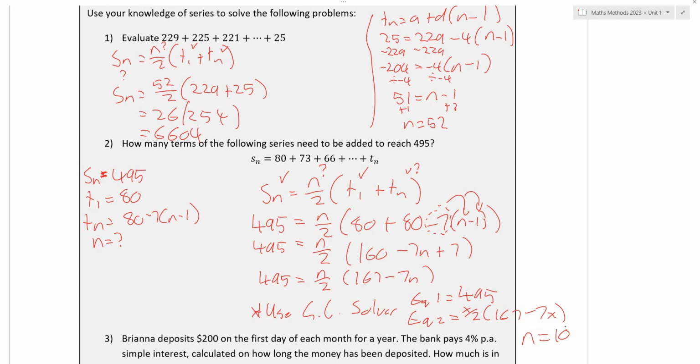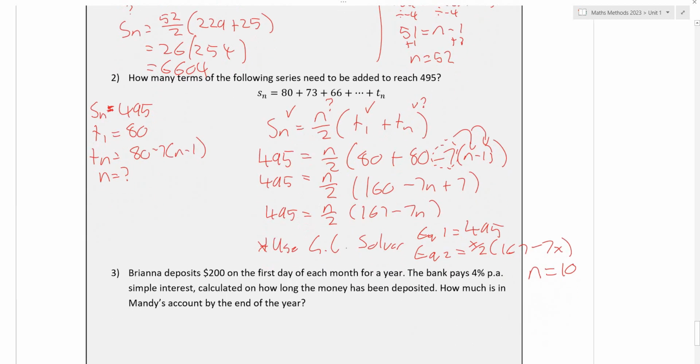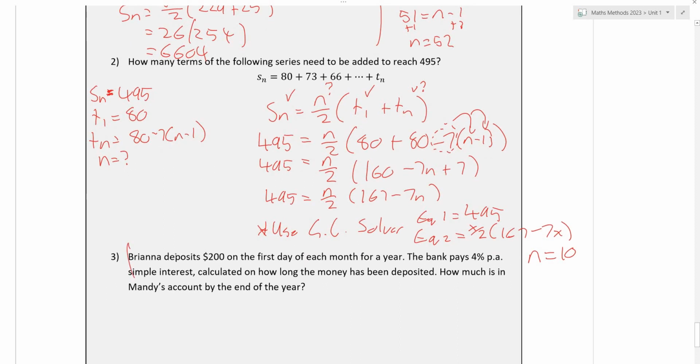I remember this question now. Question 3 sucks. We're not going to do it. You have to do it in parts, that's all, so I don't want to do it. It's not that helpful. And also, I went from talking about Brianna to talking about Mandy, so I obviously wasn't on top of it when I wrote that one.